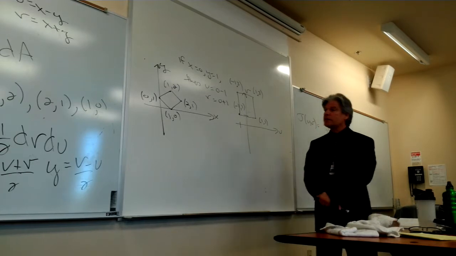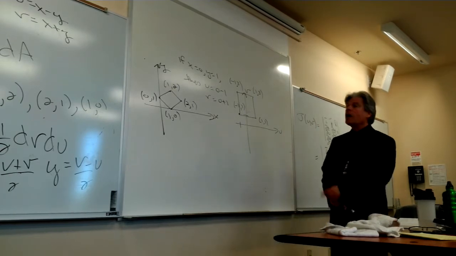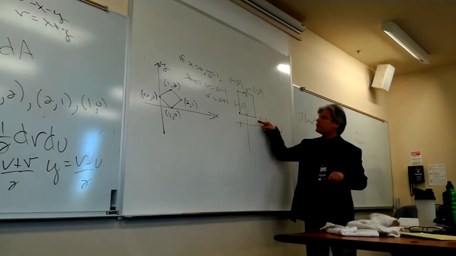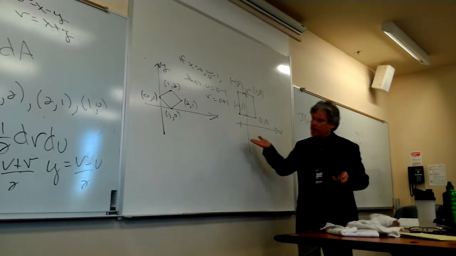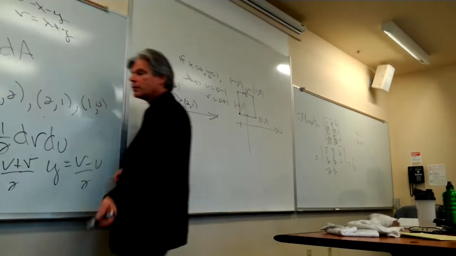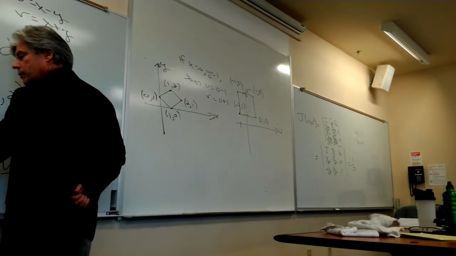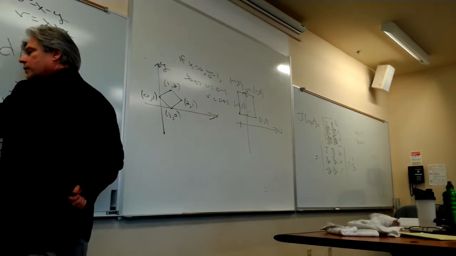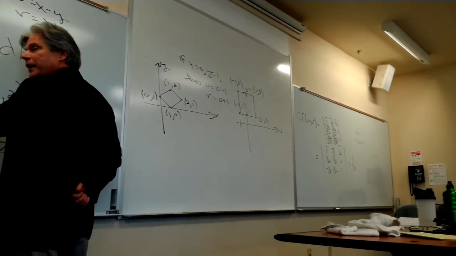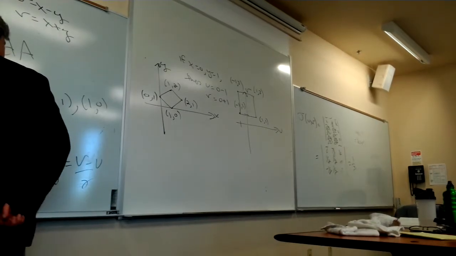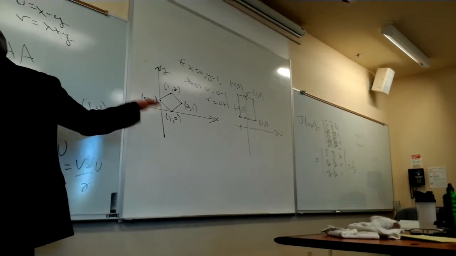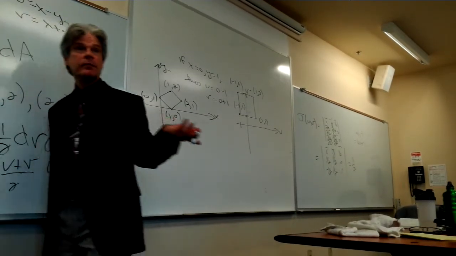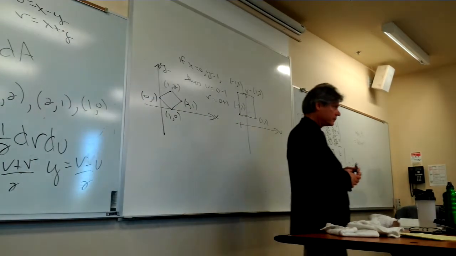Oh shoot, you guys, this is going to make my life a piece of cake. To integrate with respect to v first, it's just a linear relationship. My extreme values for v are going to be 1 and 3 respectively, and my u values are ranging from negative 1 to positive 1. Isn't this a piece of cake?